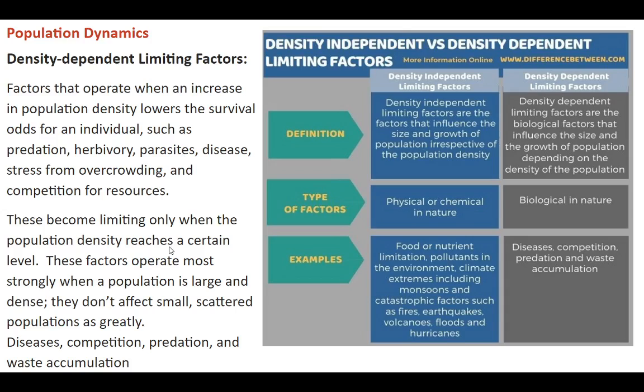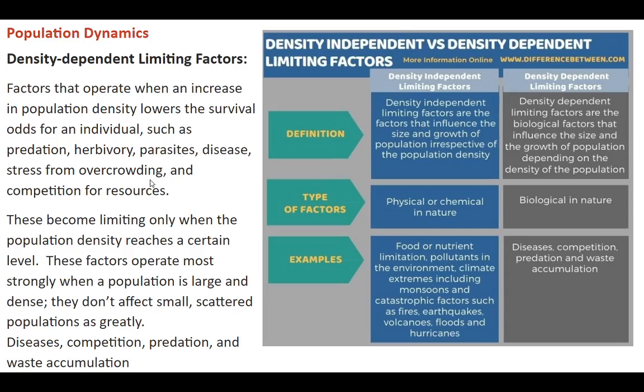Okay, now some limiting factors. There are two types of limiting factors. The first one is called density dependent. So this is dependent on how many organisms there are in the environment. The higher the number or the lower the number, then these factors kick in. This could be things such as predation or herbivory, which is eating plants, parasites, disease.